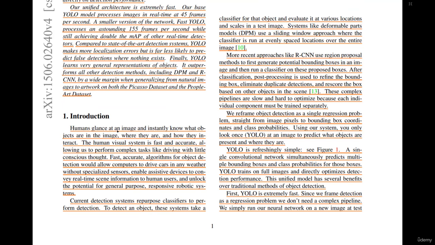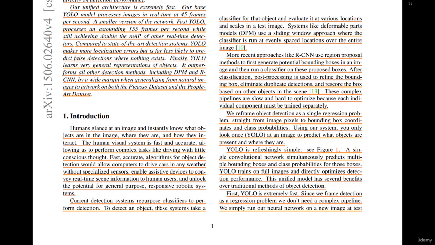For the introduction: humans glance at an image and instantly know what objects are in the image, where they are, and how they interact. The human visual system is fast and accurate, allowing us to perform complex tasks like driving with little conscious thought. Fast, accurate algorithms for object detection will allow computers to drive cars in any weather without specialized sensors, enable assistive devices to convey real-time scene information to human users, and unlock the potential for general-purpose, responsive robotic systems.